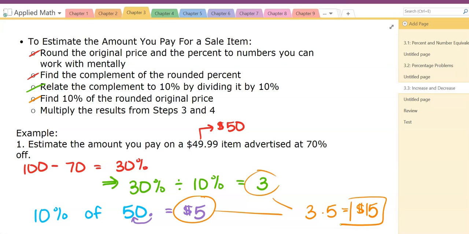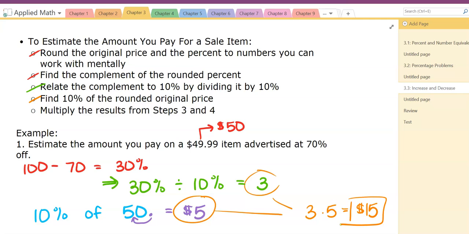Now, if I wanted to check my work, I could take 49.99 times 0.3, and I get 14.997, which is really close to 15. So that would be a way to know that you did it right, is you can go and actually find the true amount that you would pay and make sure that it's fairly close to what you found for your estimate.